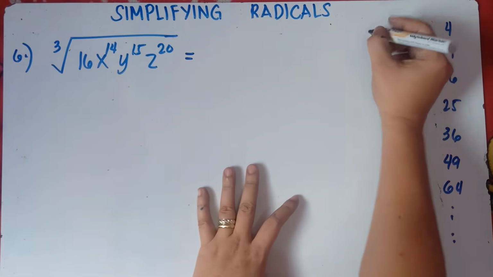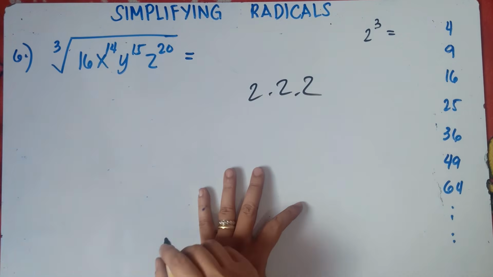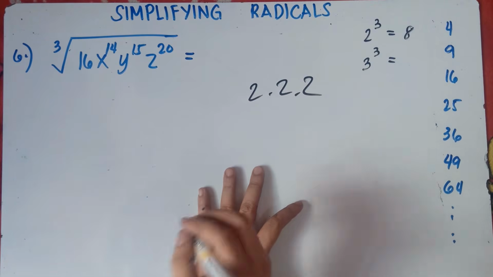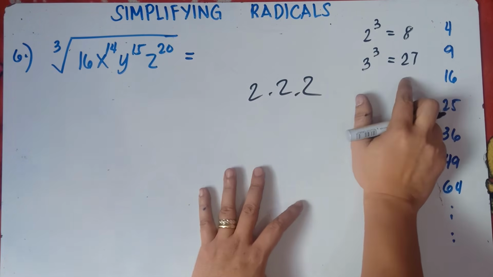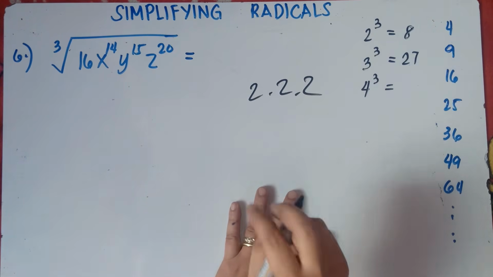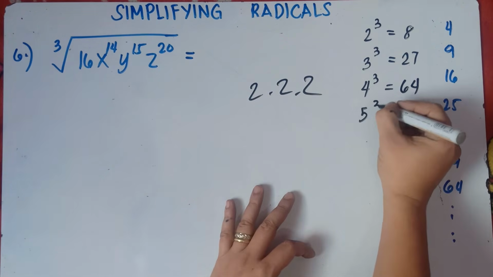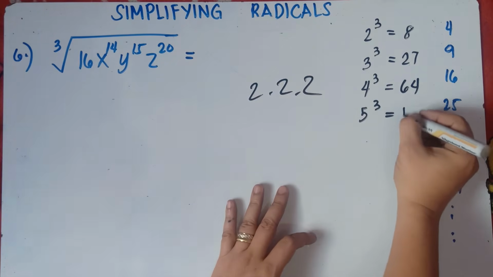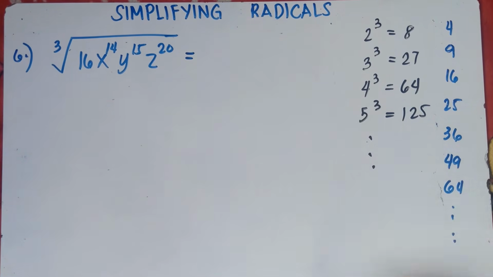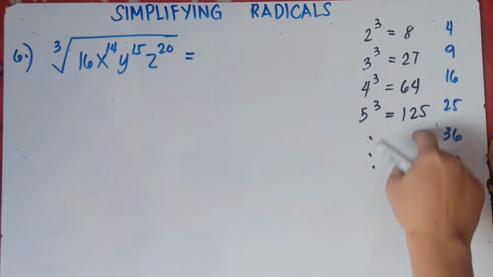The perfect cubes: we have 2 raised to the power of 3, so 2 times 2 times 2, that is 8. And we have 3 raised to the power of 3, 3 times 3 times 3, that is 27. So 27 is a perfect cube, 8 is a perfect cube. 4 raised to the power of 3 is 4 times 4 times 4, that is 64, and so on, right? 5 raised to the power of 3, 5 times 5 times 5, that is 125. So these numbers are perfect cubes, and 16 is not here. 16 is not a perfect cube.